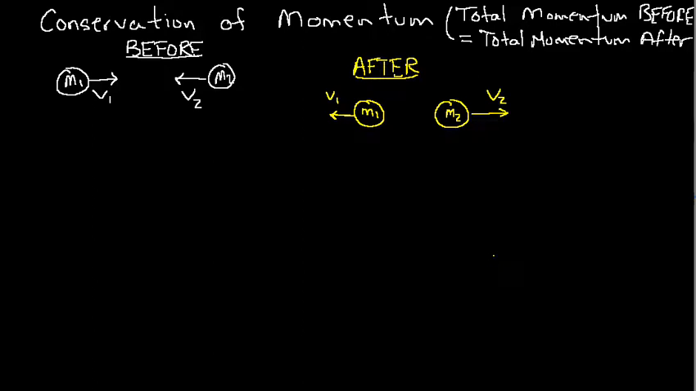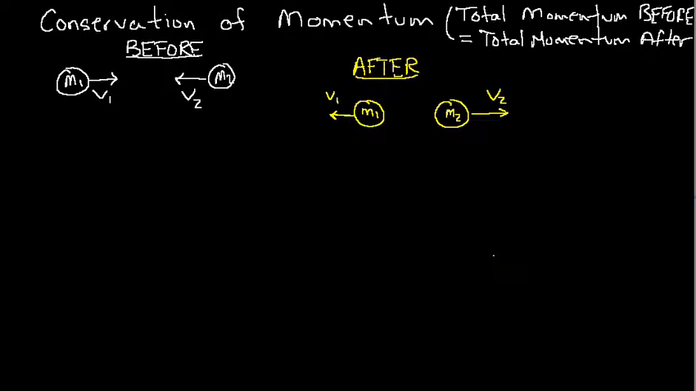Okay, today we're going to talk about conservation of momentum. Conservation of momentum says that if you have a system of two or more particles or objects and they collide with each other, the total momentum of the system before they collide will be equal to the total momentum of the system after the collision. And this comes about as a result of Newton's third law, which I'm going to show you in this video.